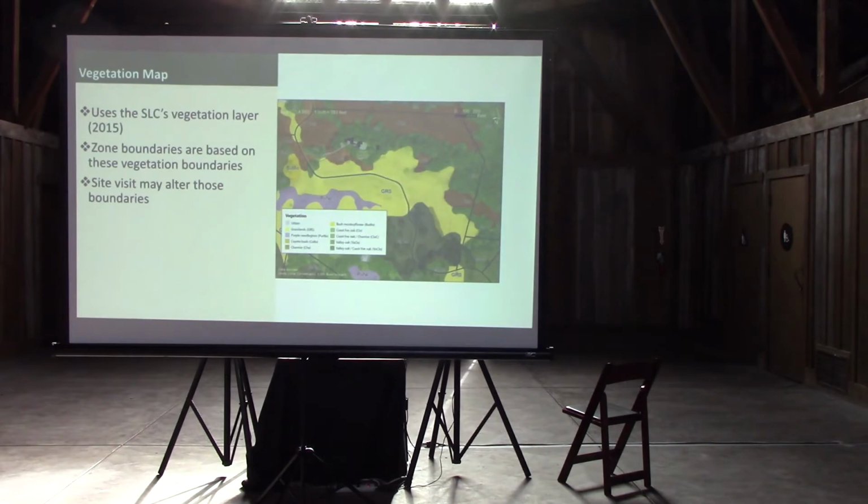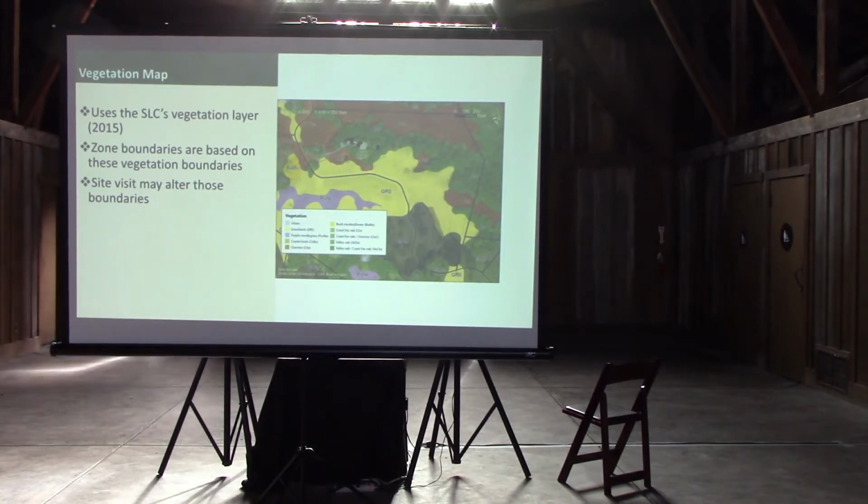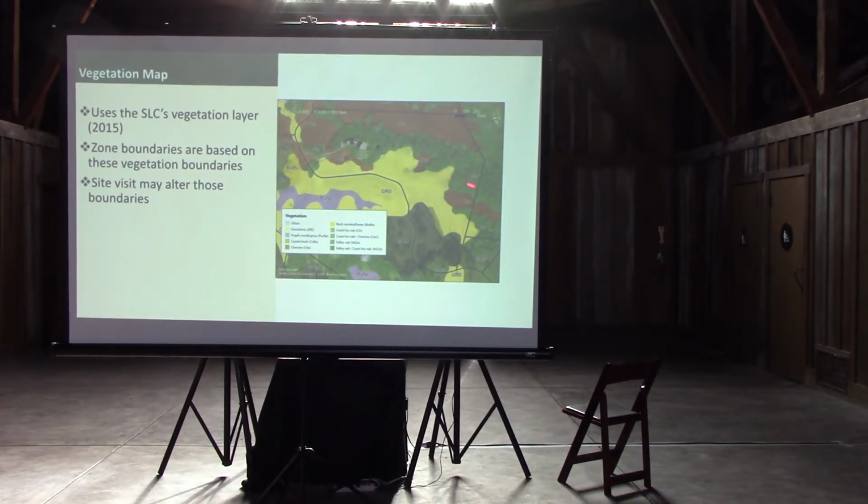And then there's a vegetation map, and this is the data from the Santa Lucia Conservancy vegetation layer. This particular property has a nice band of chamise over here. We have huge stand grass. It's hard to see, but that's coastline oak, and the house is surrounded by coastline oak.